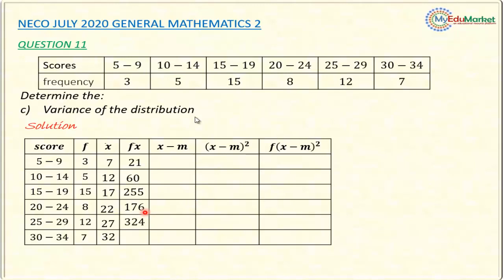That result is going to be 324. And the last is going to be 32 multiplied by 7. That result is going to be 224.